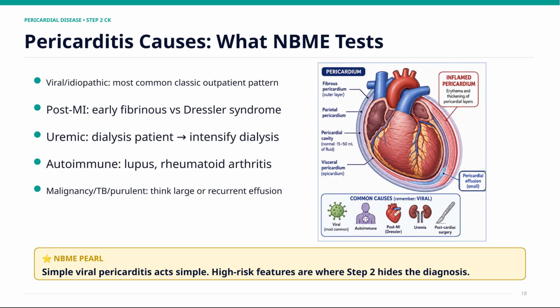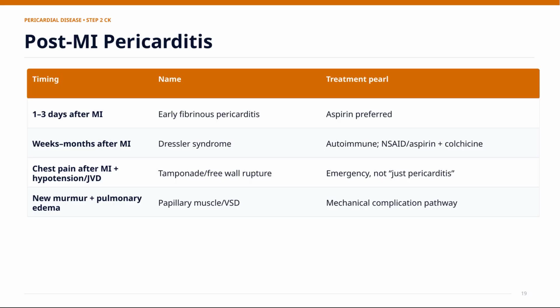Timing is everything after an MI. 1 to 3 days out, early fibrinous pericarditis, and here aspirin is preferred. Weeks to months later, that's Dressler syndrome, an autoimmune process treated with NSAID or aspirin plus colchicine.